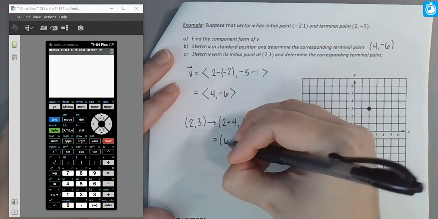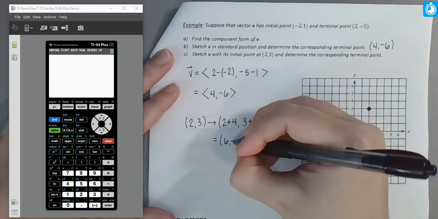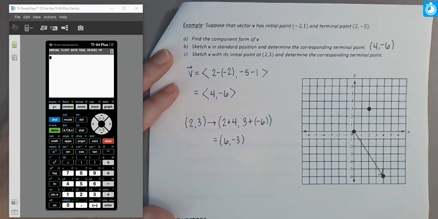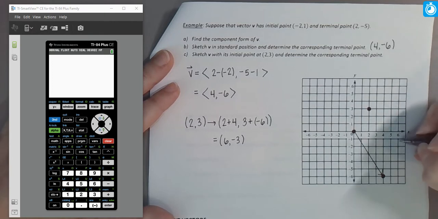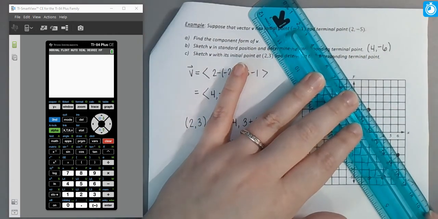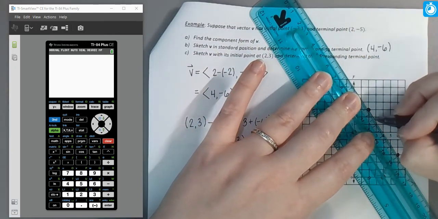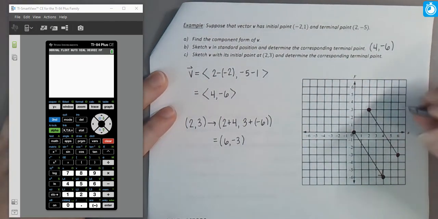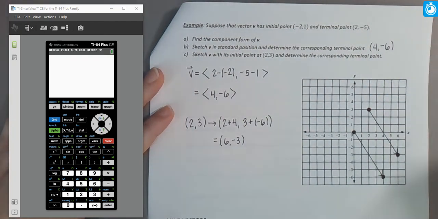So that's going to be 6, and then 3 minus 6 is going to be -3. So our terminal point will be at 6, -3. And so that's going to be our vector with the new location. And again, initial to terminal, so we indicate that with an arrow.